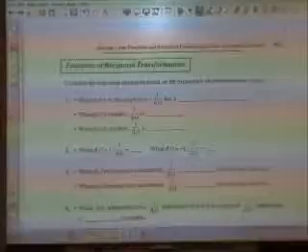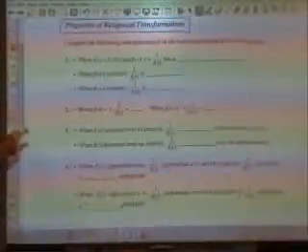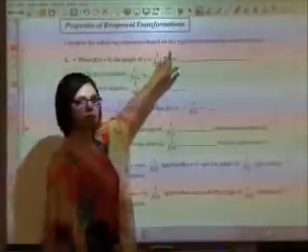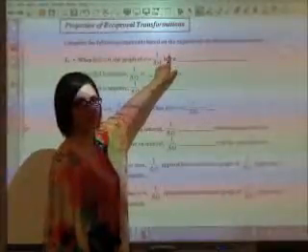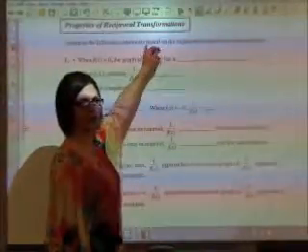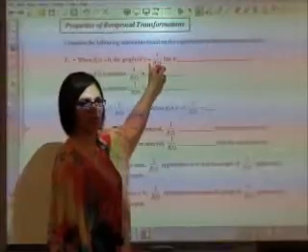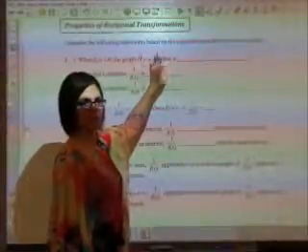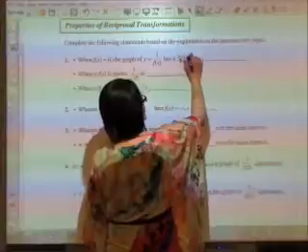Okay, so we're going to look at the properties. So if I look at the properties of reciprocal functions, when f of x is equal to 0, the reciprocal function would have what? Because the reciprocal function would now be 1 over 0. Vertical asymptote.